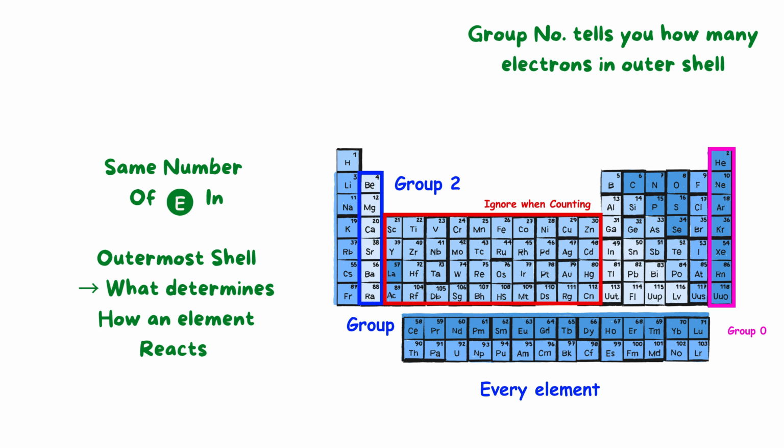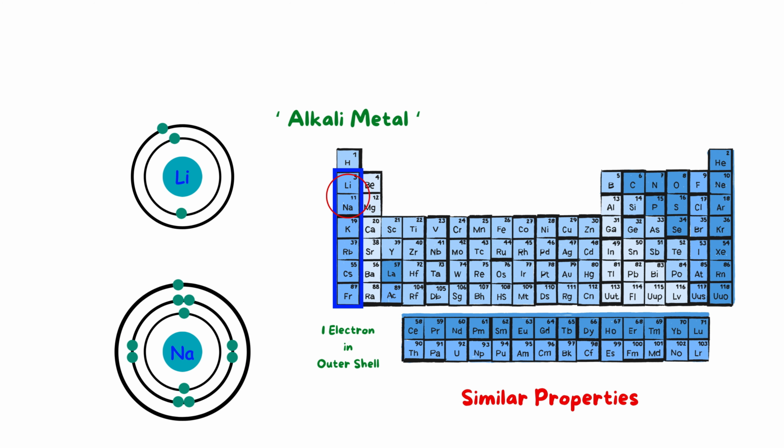Take group 1, for instance, which contains the alkali metals. All of these elements have 1 electron in their outer shell. Lithium has 3 electrons overall, while sodium has 11, but both share that 1 key outer electron, and this similarity is what gives them their distinct reactivity, such as their famously violent reactions with water. Additionally, there are trends that occur as you move down a group. In group 1, for example, the elements become more reactive as you move downward. We'll explore this in more detail in a separate video dedicated to group 1 elements.